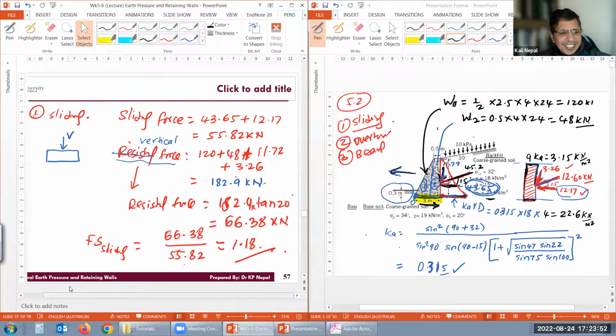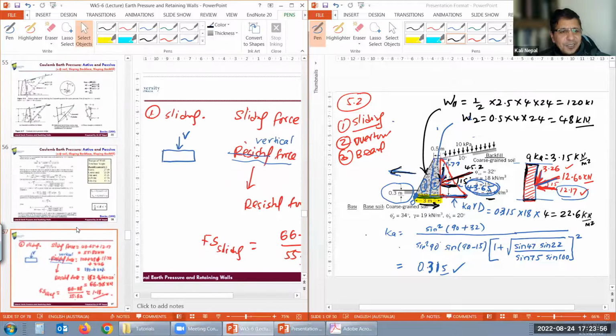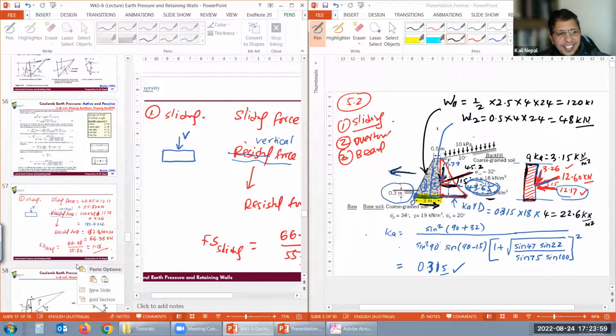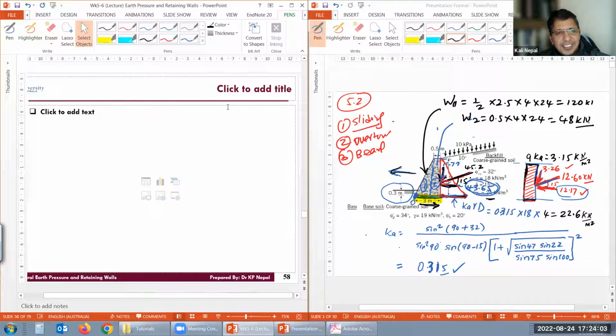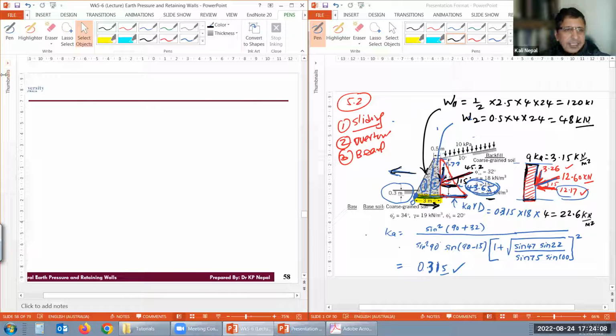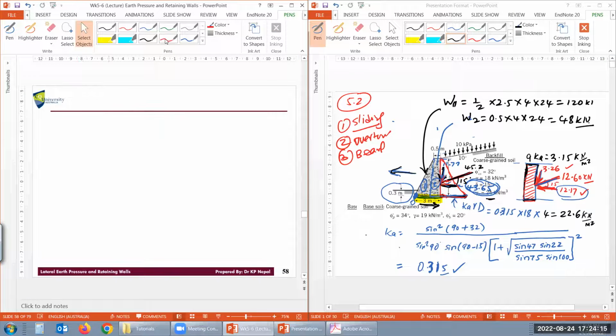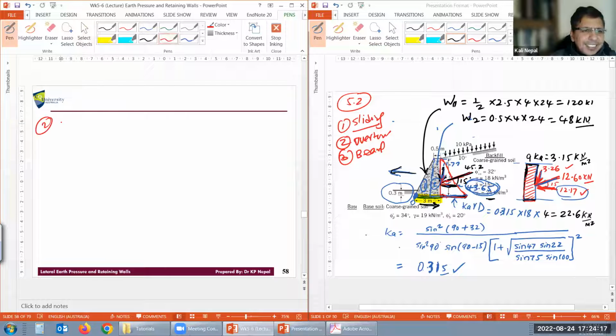Okay, so now let me insert one slide here because I don't want to move that out, as I need that information there. New slide there. So just move that out and then put that in. Okay, so here you go. The second check is what we call rotation, or overturning. Both are the same. So rotation or overturning. What you need to do now, okay?